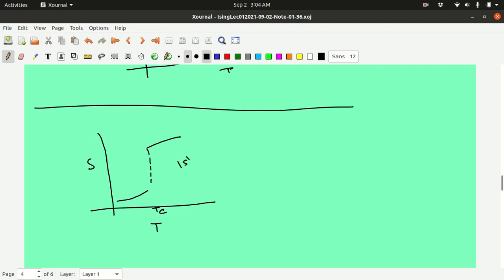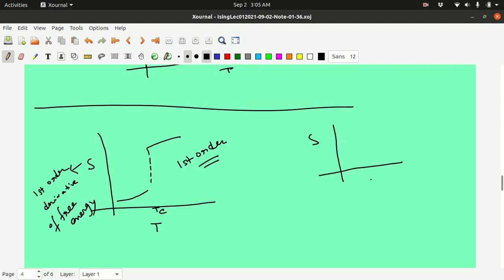You can say this is a first order phase transition because S is the first order derivative of the free energy, so we can define it with the first order derivative of the free energy. And let's say you plot the same thing for the second order phase transition, S versus T. Then what will happen is that it will continuously go from one phase to another.